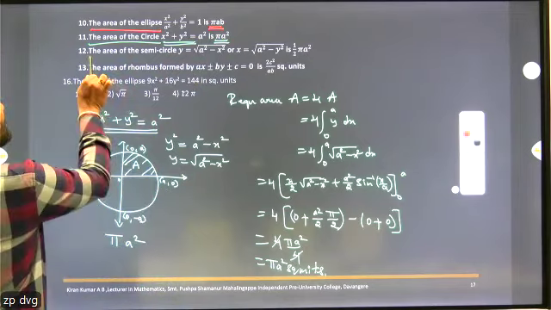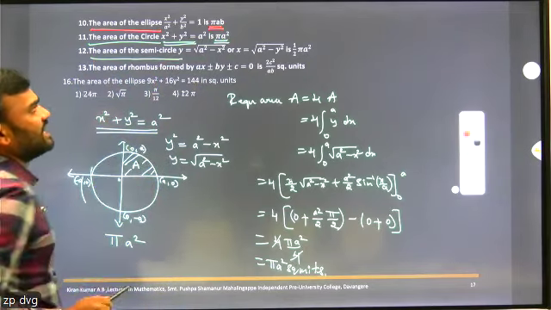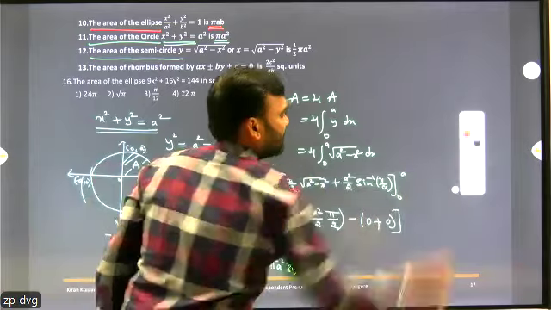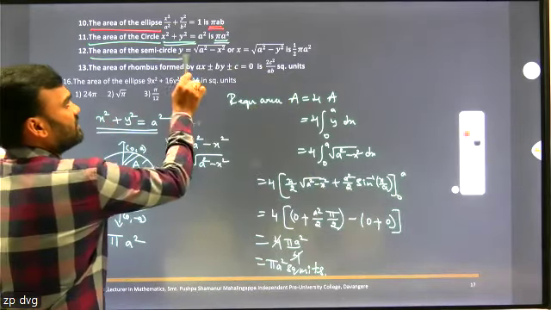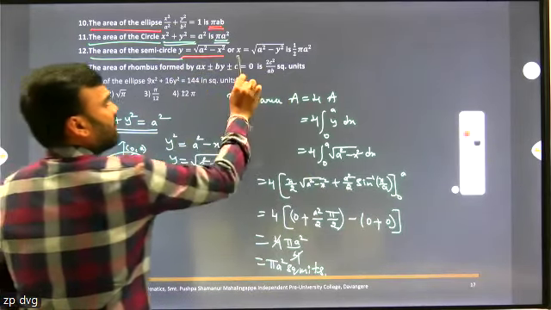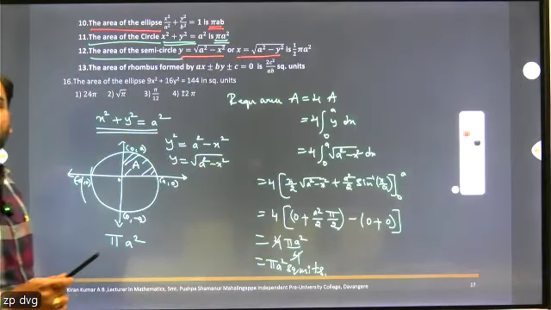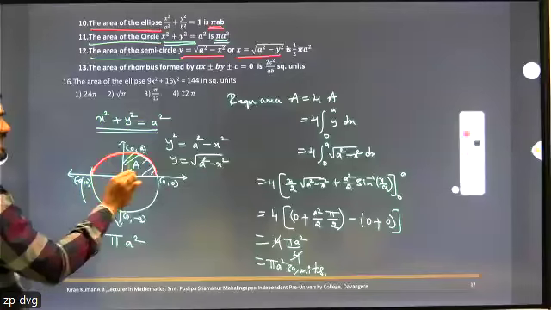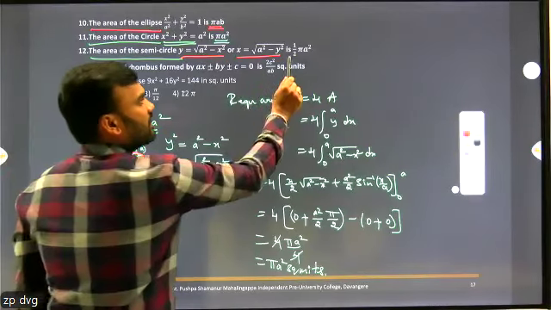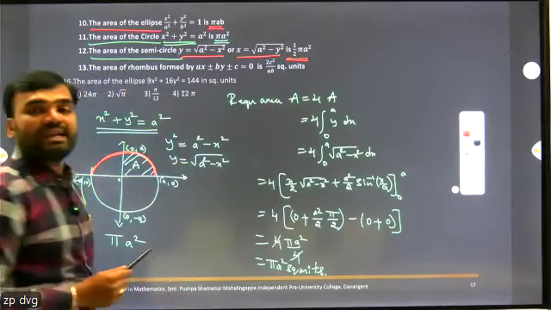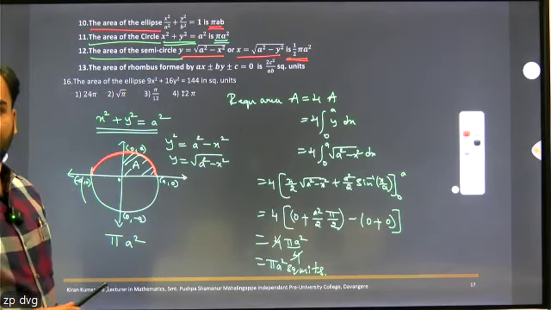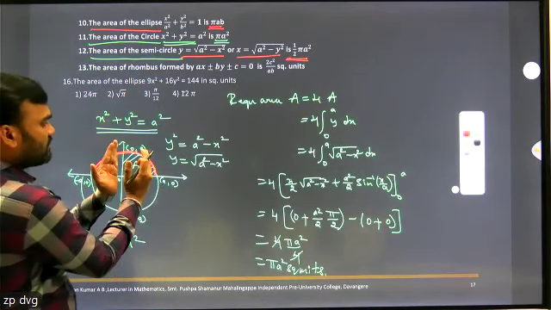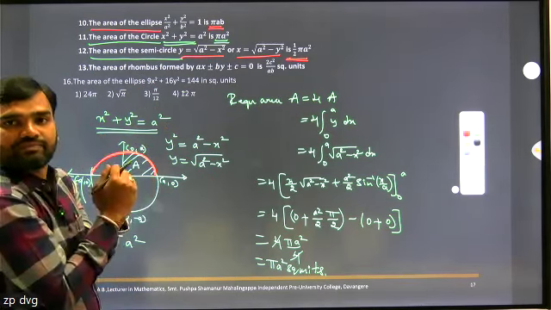And also next, the area of the semicircle. Area of the semicircle means what? Y is equal to root of A square minus X square, or X is equal to root of X square minus A square. And the semicircle means half of the region. Half of the region, that's why you will get 1 by 2 pi A square. Only one region means 1 by 4 pi A square.